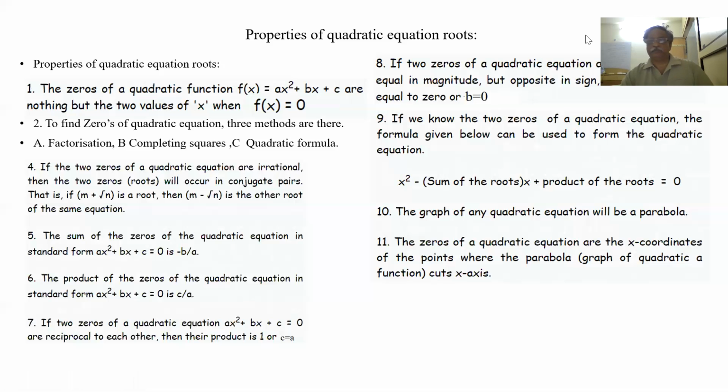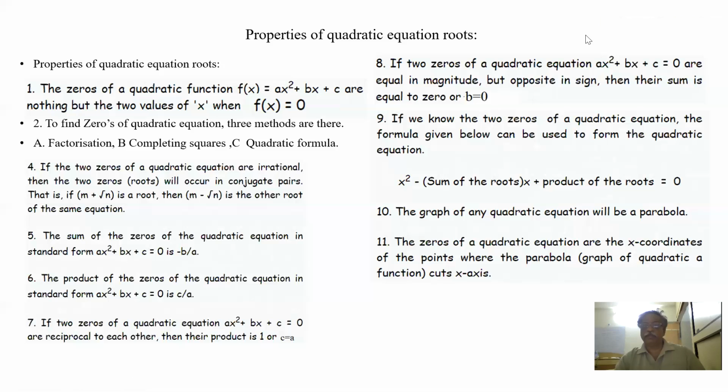Similarly, if two zeros of a quadratic equation are equal, if they are equal means what? The sum is minus b by a. Sum is equal to minus b by a. So 2 into root is equal to minus b by a. So that is minus b by 2a will be the one root if they are equal.